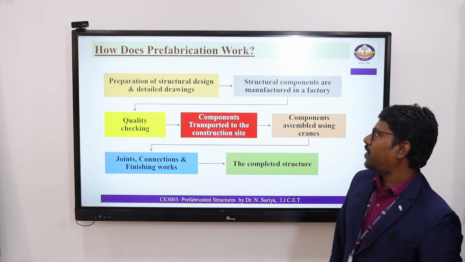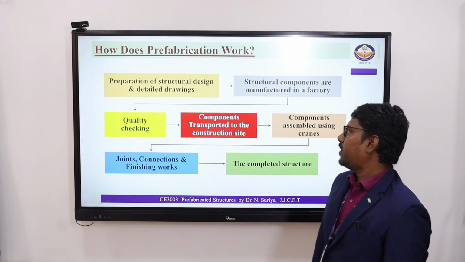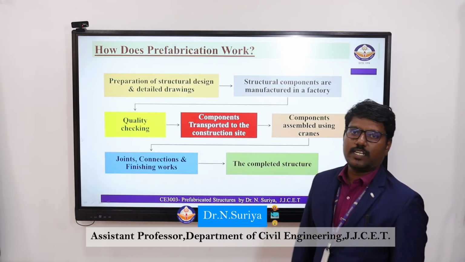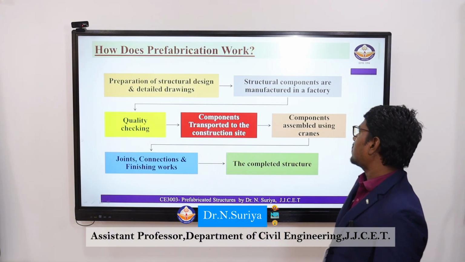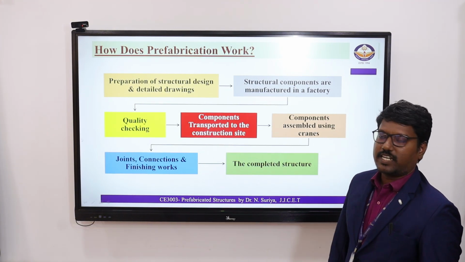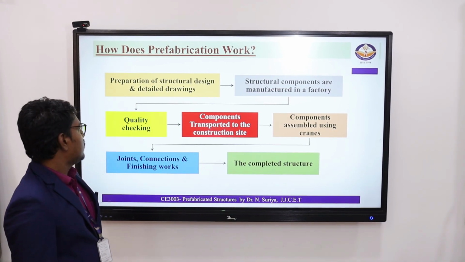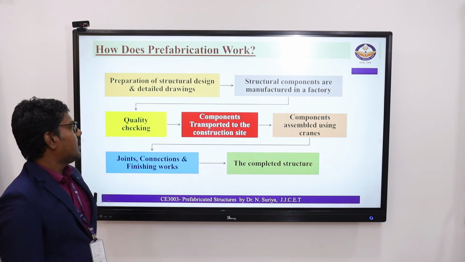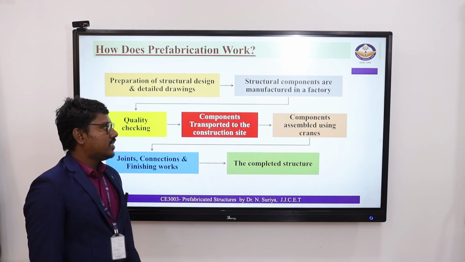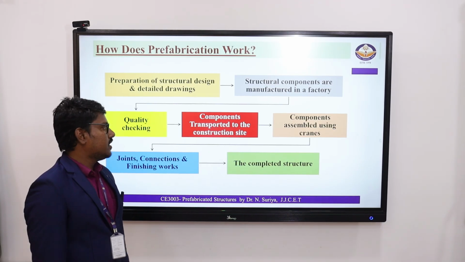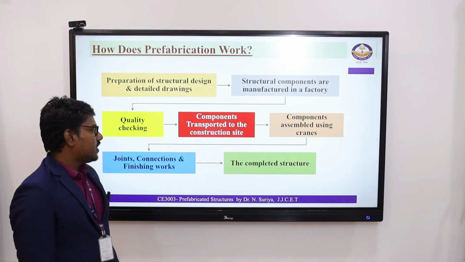Next, how does prefabrication work? It generally begins with the preparation of structural design and detailed drawing. After that, based on the structural design and drawing, structural components are manufactured in a factory setup. After that, the components are checked under quality auditing. After that, components are transported to the construction site. After that, the assembling process takes place, and finally joints, connections and finishing works are carried out to get the complete structure.